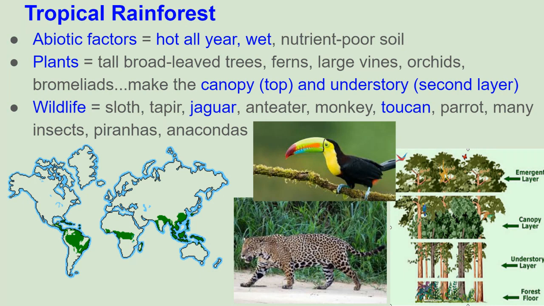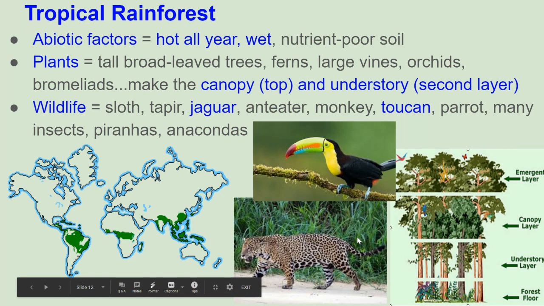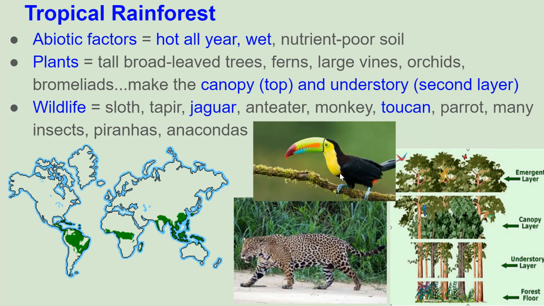It was hard to even just select a certain amount of tropical rainforest wildlife, but I wanted to give you some examples. Sloth, tapir, jaguars, you can see in the picture, anteaters, monkeys, there's a toucan, parrots, and many types of insects. There's even piranhas in the rivers and anacondas.